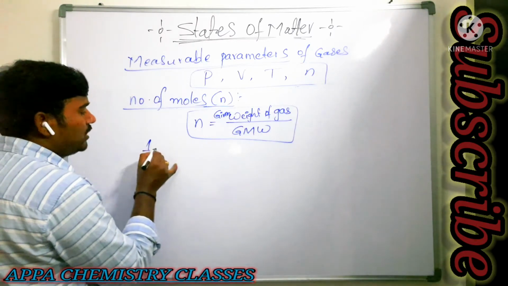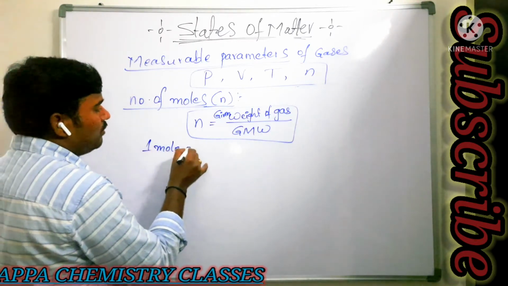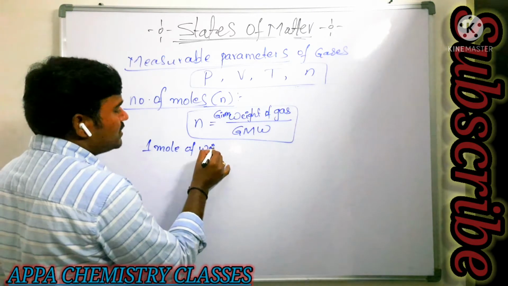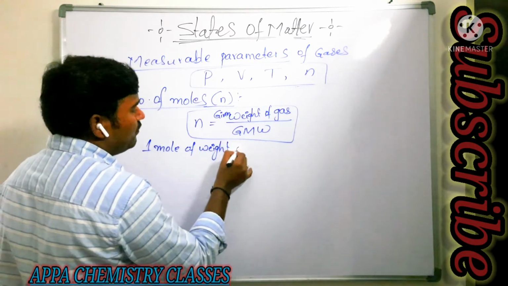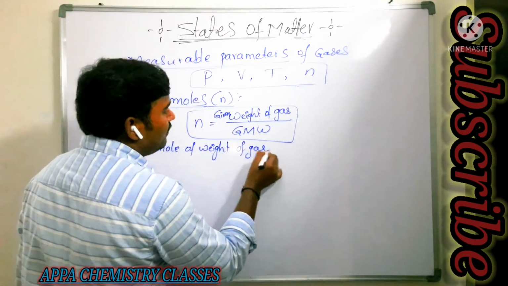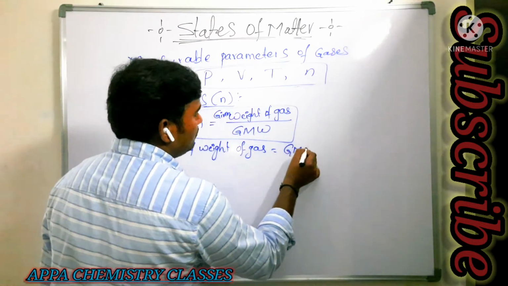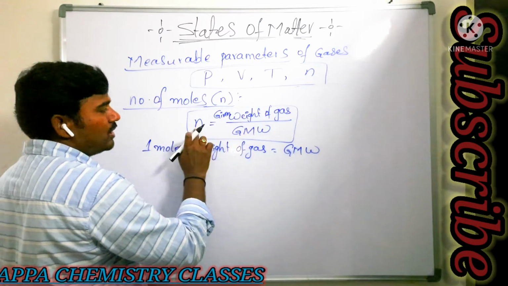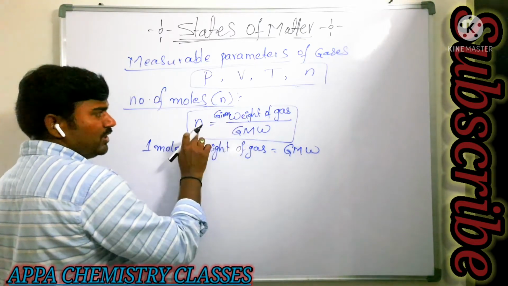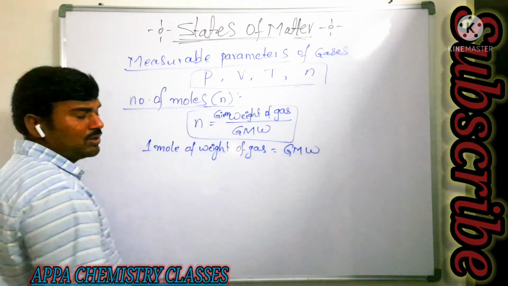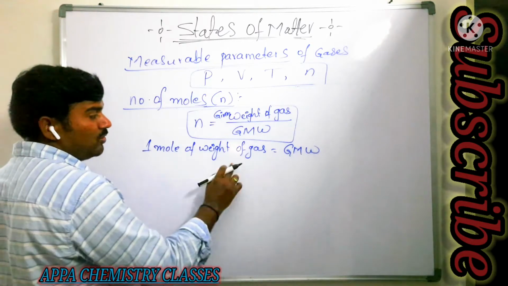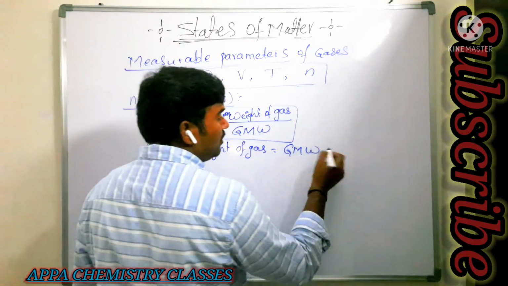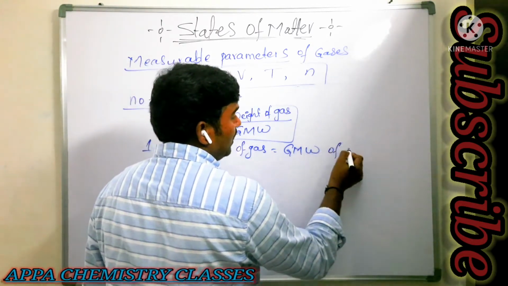1 mole of weight of gas is always equal to gram molecular weight. Is it or not? It is. If it is 1 mole, then its weight will be equal to what? Gram molecular weight. 1 mole of weight of any gas is equal to the gram molecular weight of that gas.